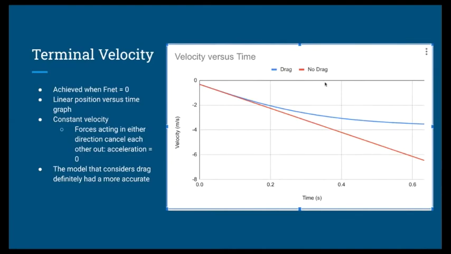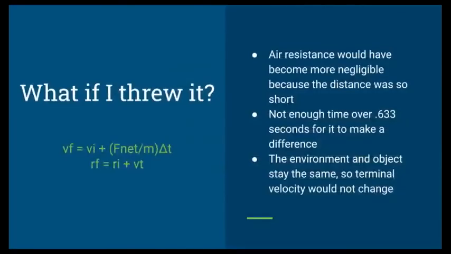You can see that the model with drag achieves this because the velocity line starts to level out, and you want the velocity versus time line to be flat in order to have a constant velocity. The no drag model just keeps going, but that makes sense because the force acting against gravity is the drag force, so they can't cancel each other out if there's nothing there, which is what happens when there's no drag.